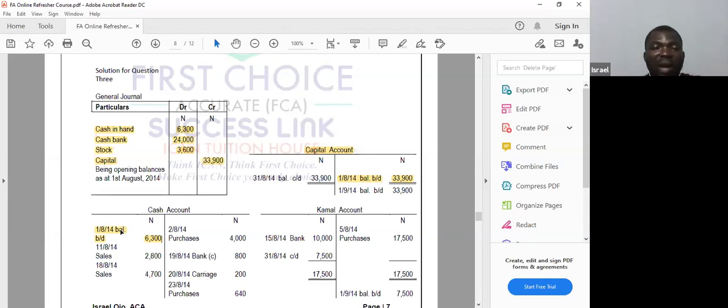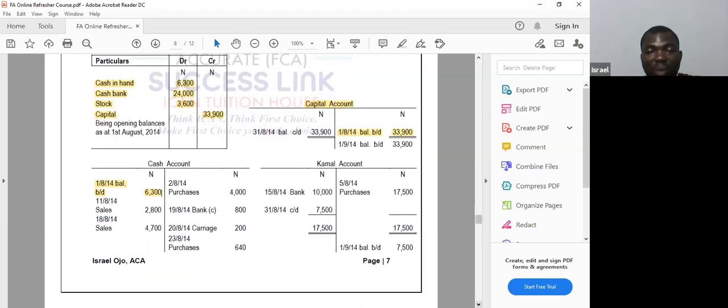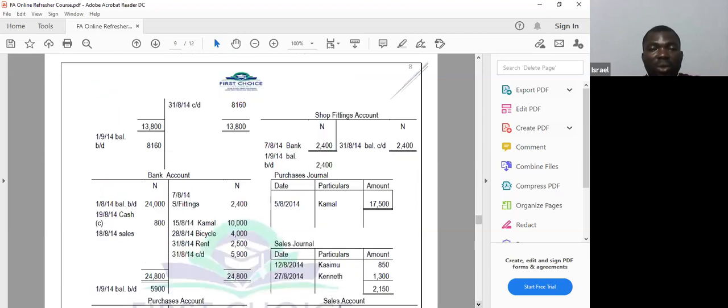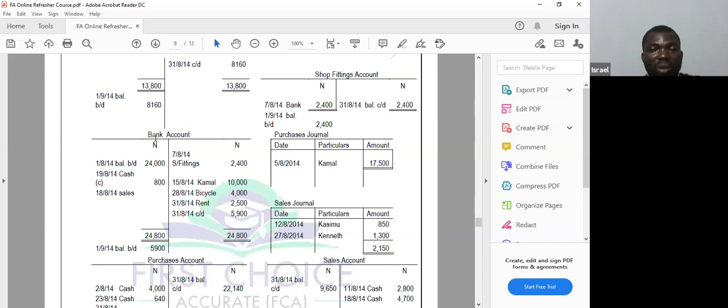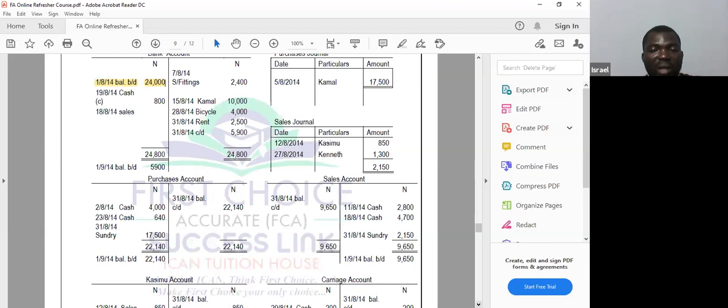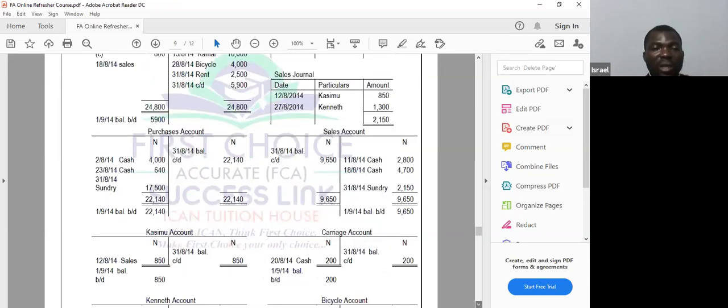Then the next one we have is cash at bank. That is the bank account. So we have to open the bank account as well, because that is what we are starting with. So we open our bank account. Can you see your bank account here? We have our bank account. We have it on the debit side, that's 24,000. So that's what we have in that area.